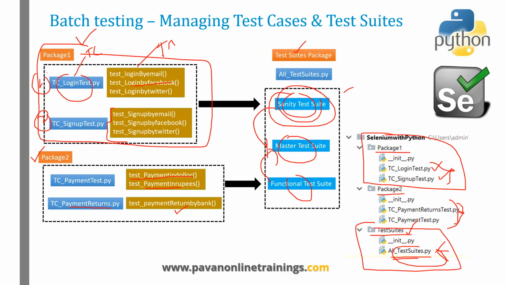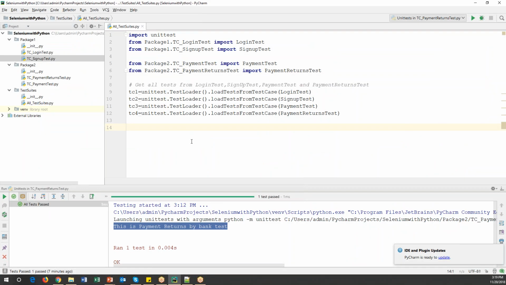Now I will create each and every test suite one by one. First I will create the sanity test suite, which contains 2 test cases: login test and sign up test. So how to create the test suite? Here I'll write a comment: creating test suites. How to create the test suites?